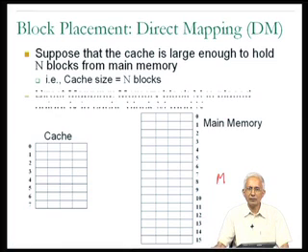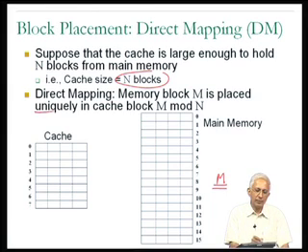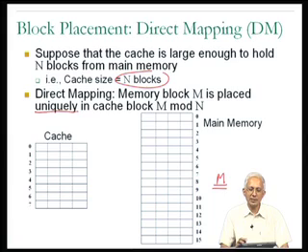Now, under direct mapping, main memory block m is placed uniquely in the cache block m mod n, where n is the number of cache blocks. Okay, so we notice that this is a situation where a particular main memory block, if it is present in the cache, can be present only in one particular cache block, and the particular cache block is uniquely specified by this expression, where m is the main memory block number and n is the size of the cache in terms of blocks.